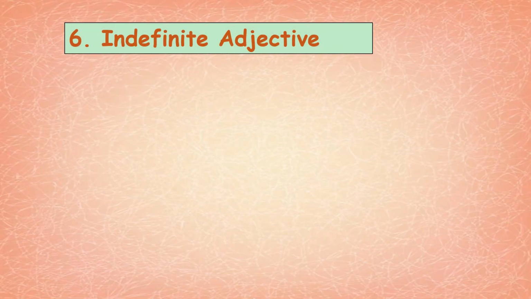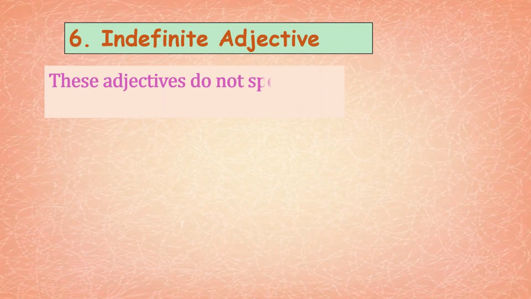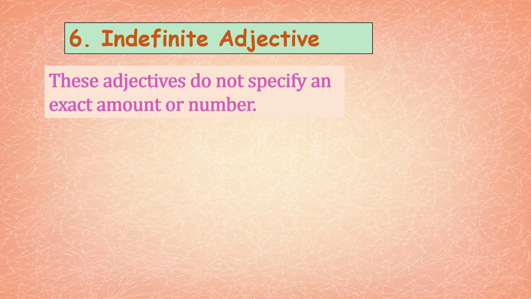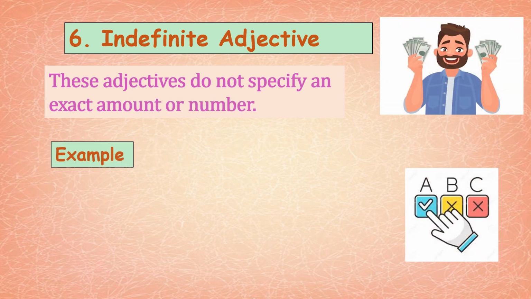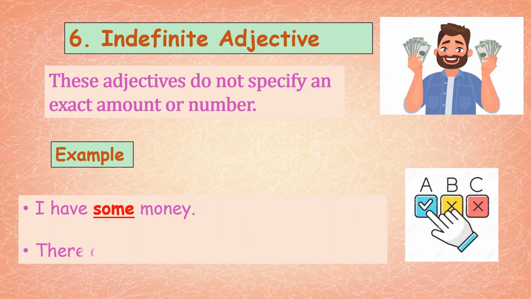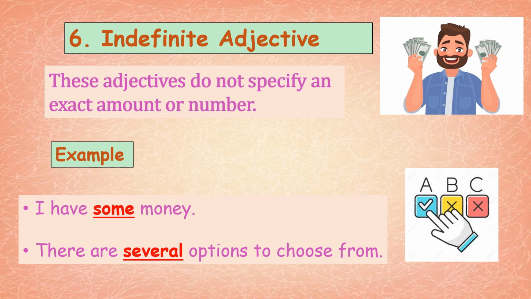Number 6, indefinite adjective. These adjectives do not specify an exact number or amount. For example, I have some money. There are several options to choose from.